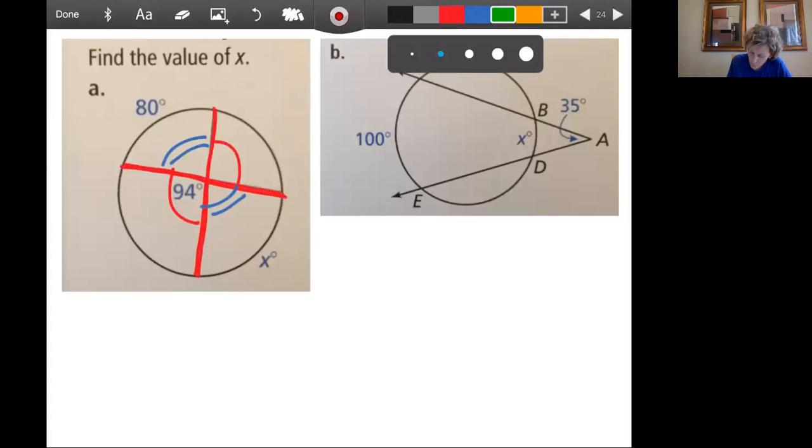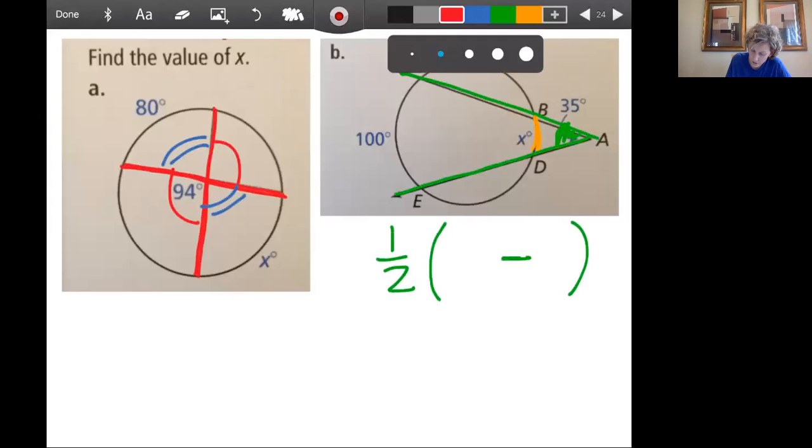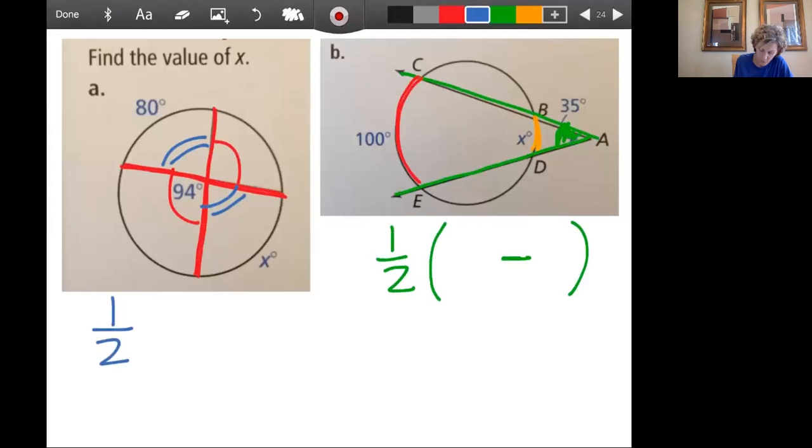Whereas in B, we have two secants, and these can also be two tangents or a tangent and a secant that intersect to form an angle outside the circle. Do you see that that angle A is outside of the circle? Okay. In general, if the angle is outside of the circle, then your formula is 1/2 times the difference of the intercepted arcs. Okay. And in general, if these angles are inside the circle, then it's going to be 1/2 of the sum of the intercepted arcs. Okay, so keep that in mind.